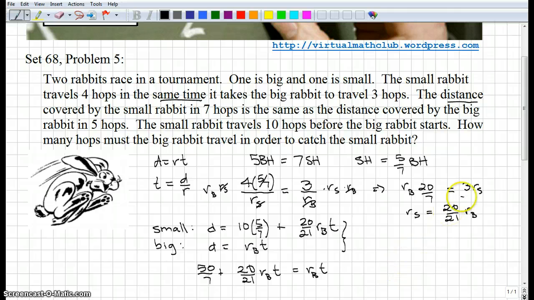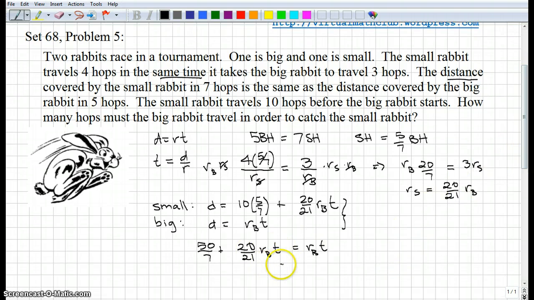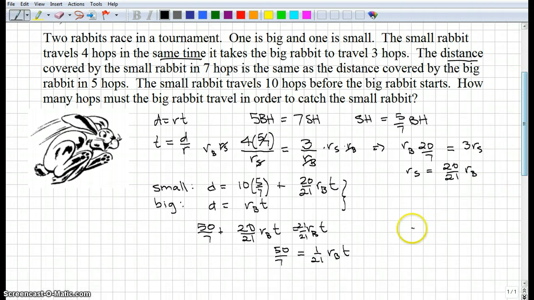Okay, so let's figure out what we can move all of our unknowns to one side. This is essentially, we could write this as 21 over 21, because that's just 1 RB. If we subtract 20 over 21 from 21 over 21, we'll end up with 1 over 21 RBT. Okay, I'm just subtracting this 20 over 21 RBT from both sides. And that's equal to 50/7. So then I can just multiply everything by 21 and figure out what the rate times the time is. So 21 times 50 over 7 is equal to the big rabbit's rate times the time. And this will be the point at which he catches the small rabbit, okay, because their distances are equal.